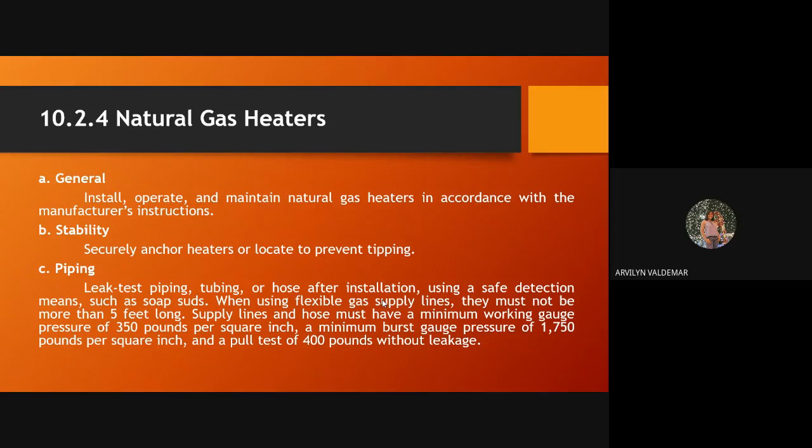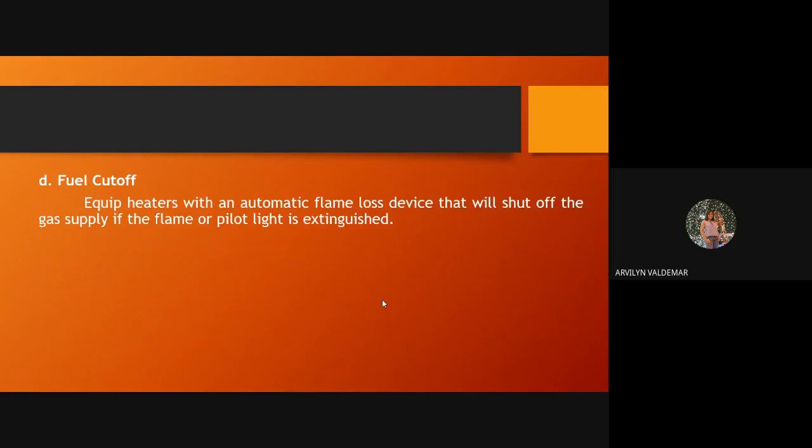Next is piping. Leak test piping, tubing, or hose after installation using a safe detection means such as soap suds. When using flexible gas supply lines, they must not be more than 5 feet long. Supply lines and hose must have a minimum working gauge pressure of 300 pounds per square inch, a minimum burst gauge pressure of 1,750 pounds per square inch, and a pull test of 400 pounds without leakage. Fuel cut-off: equip heaters with an automatic flame loss device that will shut off the gas supply if the flame or pilot light is extinguished.